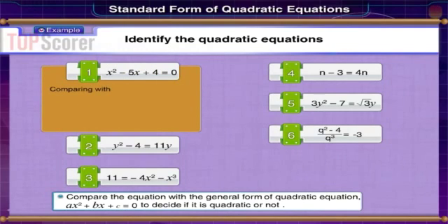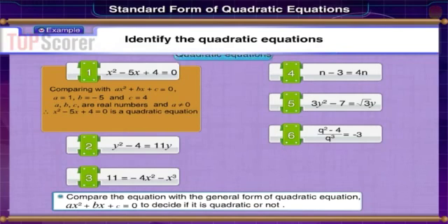On comparing with ax square plus bx plus c equal to 0, a, the coefficient of x square, is 1. Similarly, by comparison, b, the coefficient of x, is minus 5 and the constant term c is equal to 4. Here a, b, c are real numbers and a is not equal to 0. Therefore, x square minus 5x plus 4 equal to 0 is a quadratic equation in variable x.